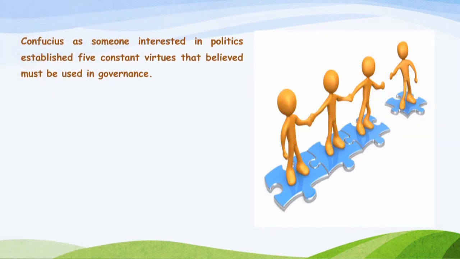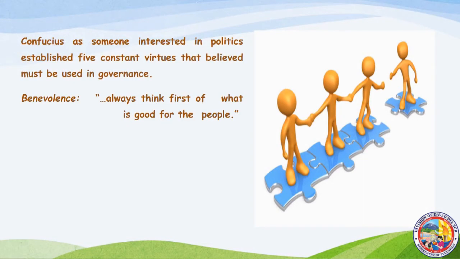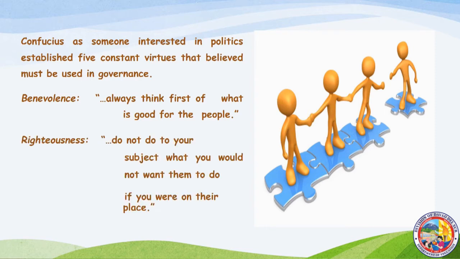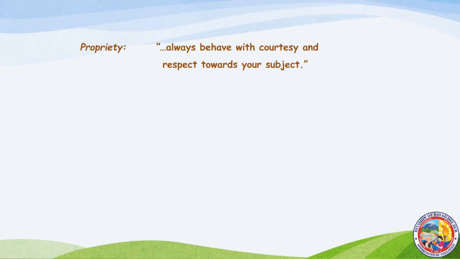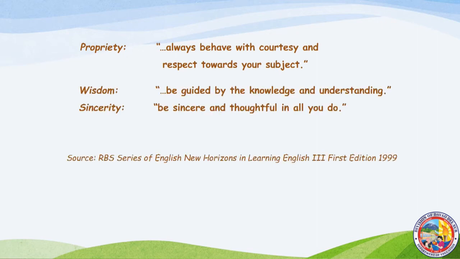Confucius, as someone interested in politics, established 5 constant virtues that he believed must be used in governance. Benevolence: always think first of what is good for the people. Righteousness: do not do to your subject what you would not want them to do if you were in their place. Propriety: always behave with courtesy and respect towards your subject. Wisdom: be guided by knowledge and understanding. Sincerity: be sincere and thoughtful in all you do.